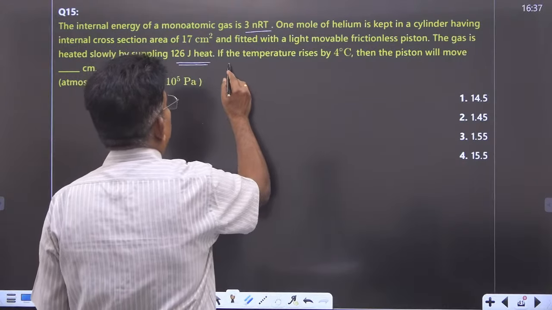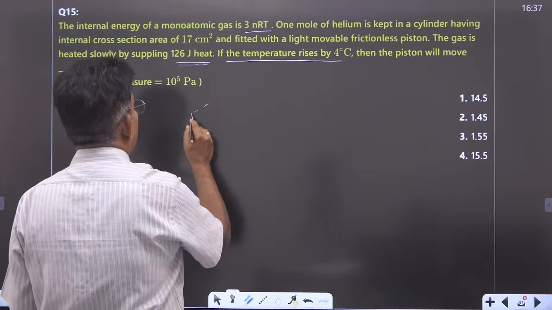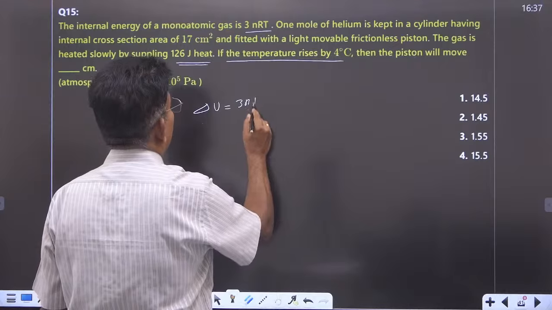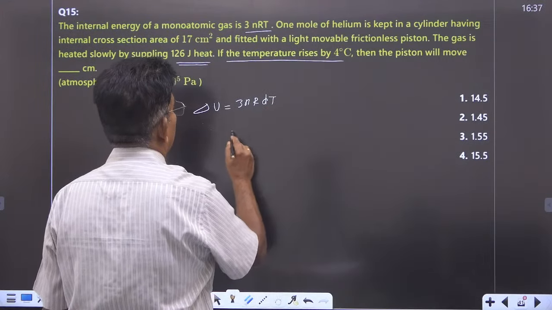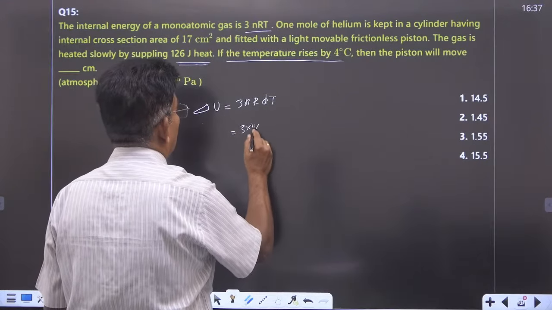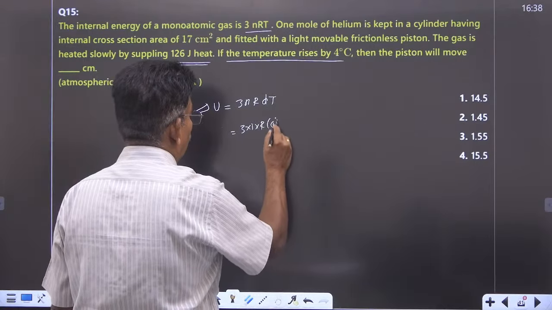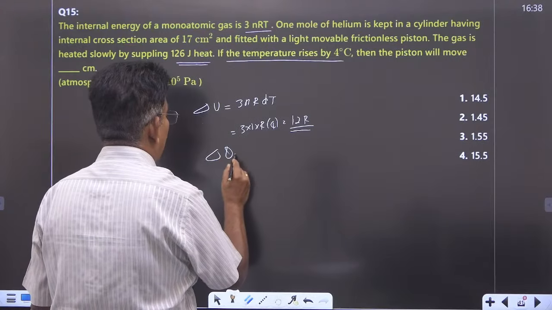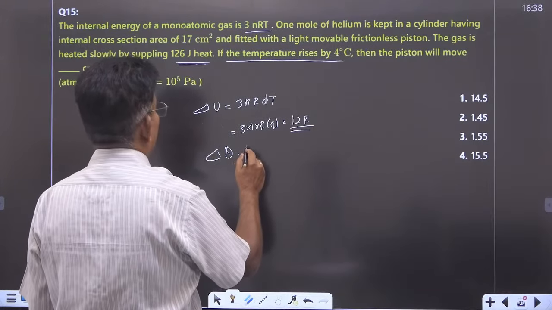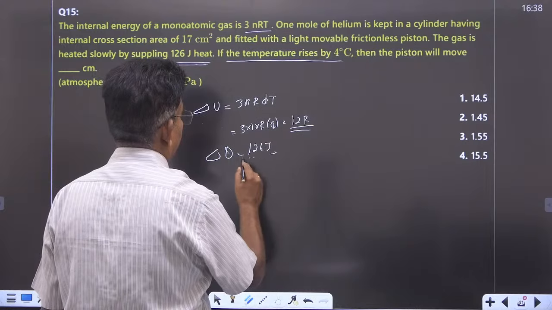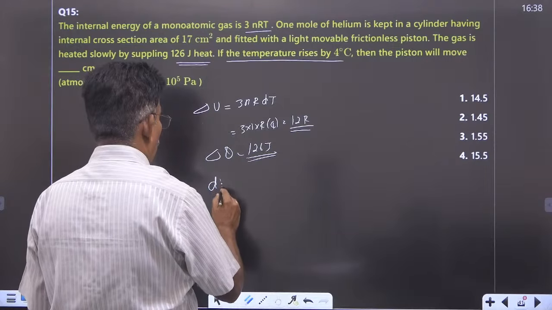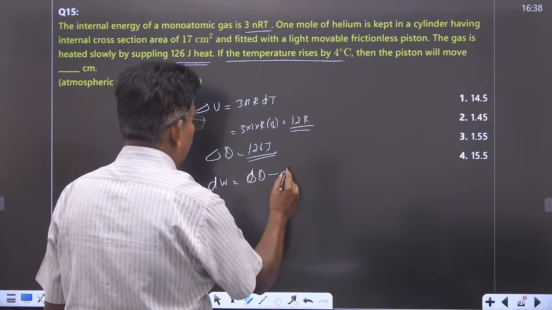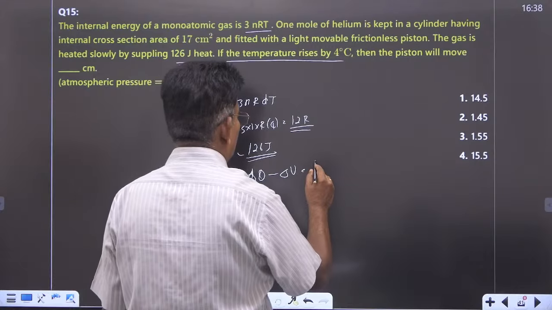Then temperature rises by. So let me calculate change in internal energy, 3 nR dT. N is 1, let it be R, dT is 4, that is coming to be 12R. Heat supplied is given to be how much? 126 joules. Then work done is given to be delta Q minus delta U, that is 126 minus 12R.